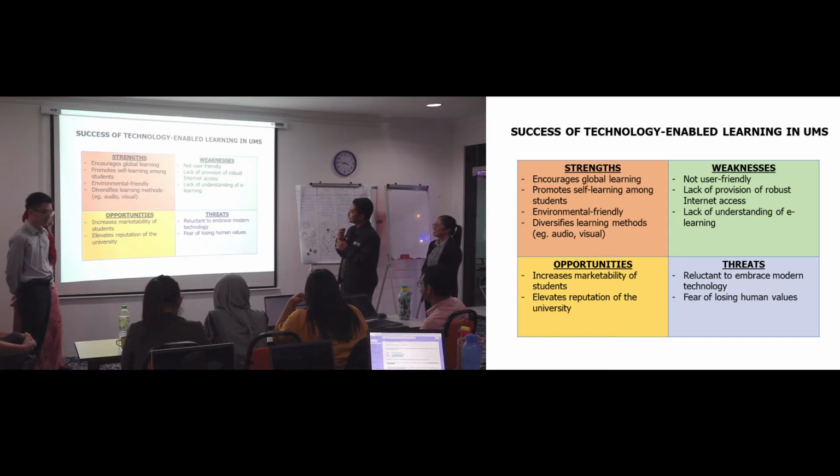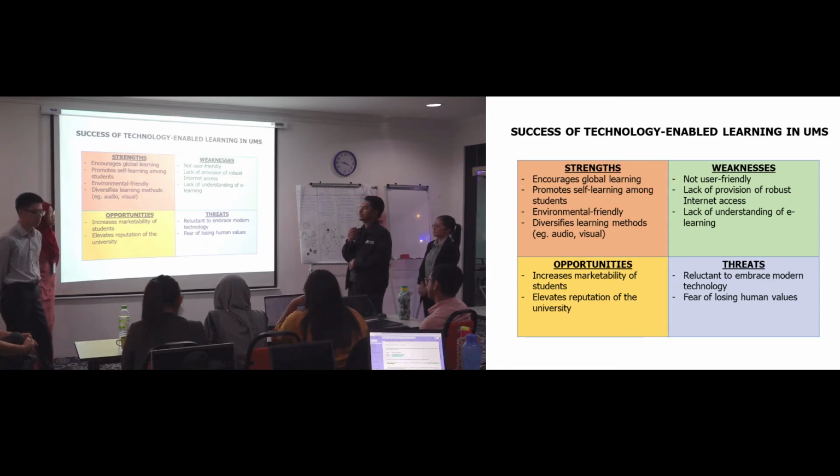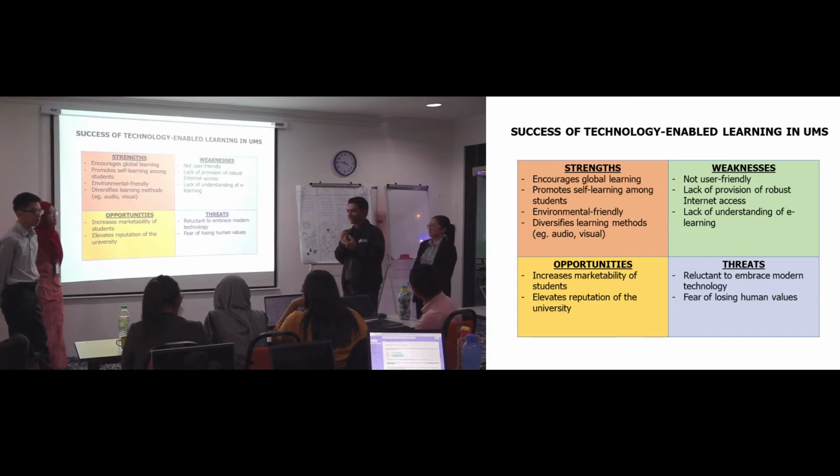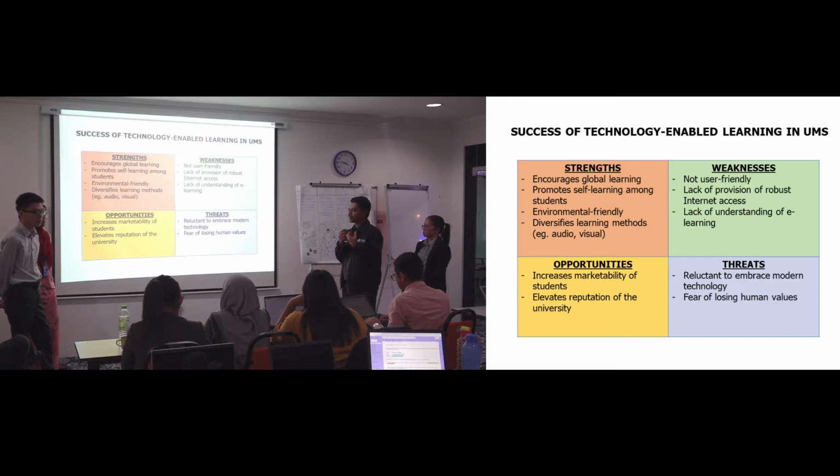So, lack of provision of robust internet access. This is a normal thing. It can happen anytime, so it's unpredictable. We cannot blame our system. Maybe it's because of the outside. It is because of uncontrollable factors, like maybe from the telecom itself.